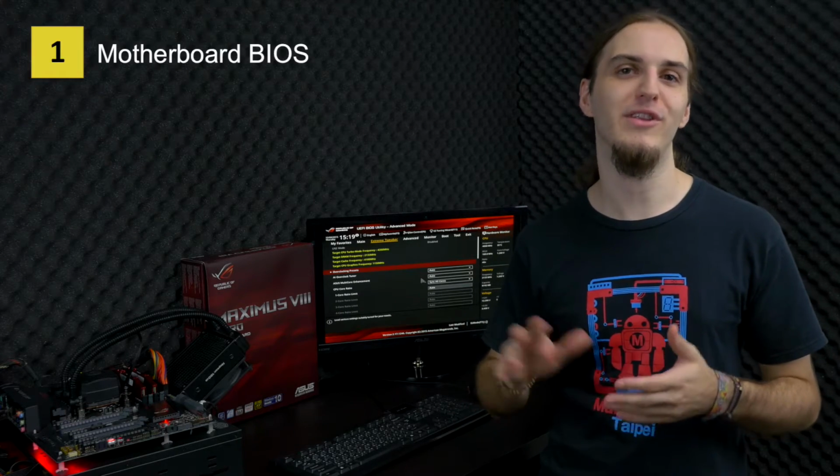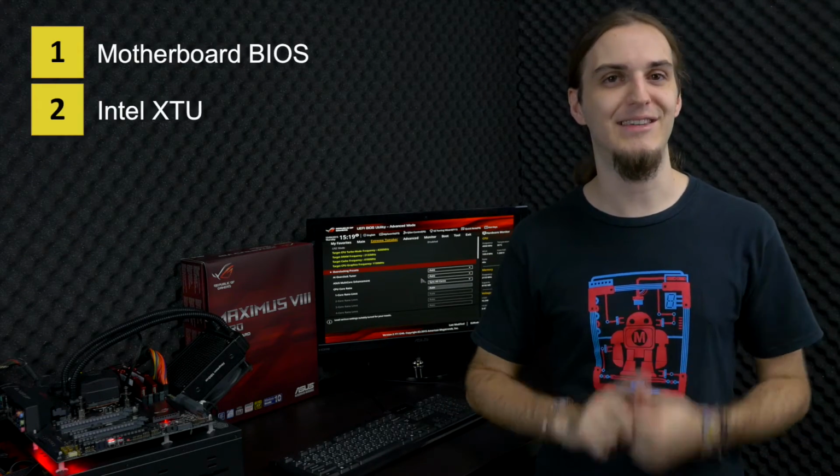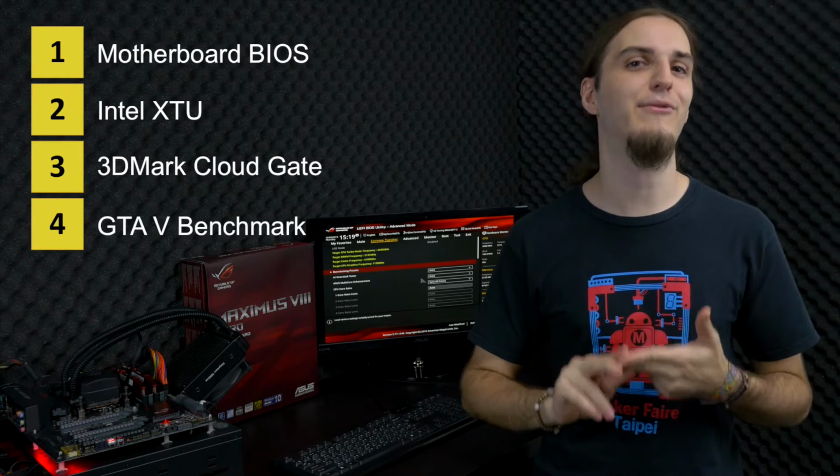To do the overclocking, we will use 4 different tools. First of all, to do the actual overclocking, we will be going into the BIOS to change all the different settings. Then, in the operating system, we will use 4 different benchmarks. First, Intel XTU, second, 3D Mark CloudGate, and finally the GTA 5 benchmark. All the benchmarks and all the tools can be found in the description below.